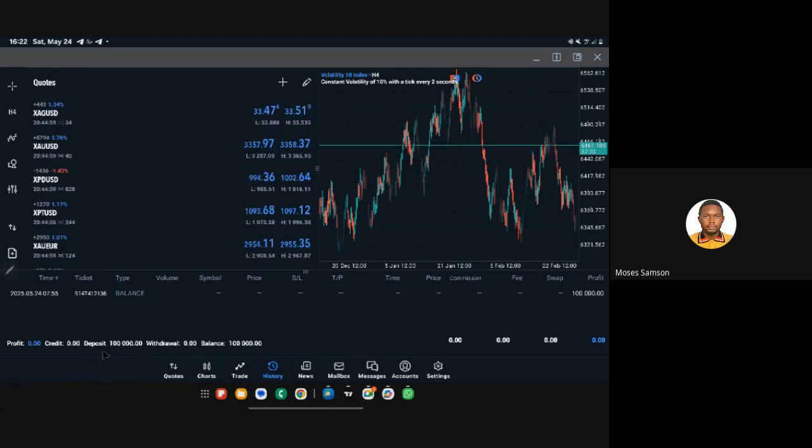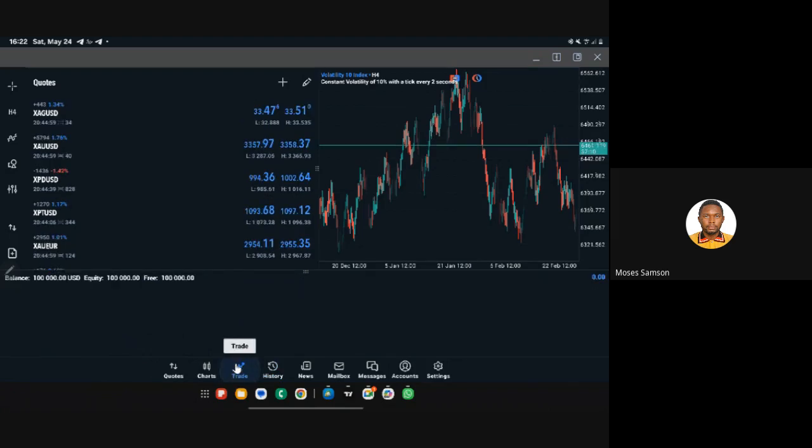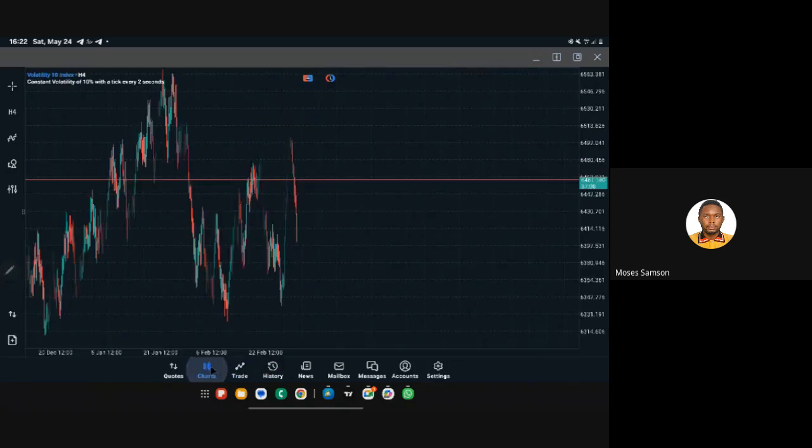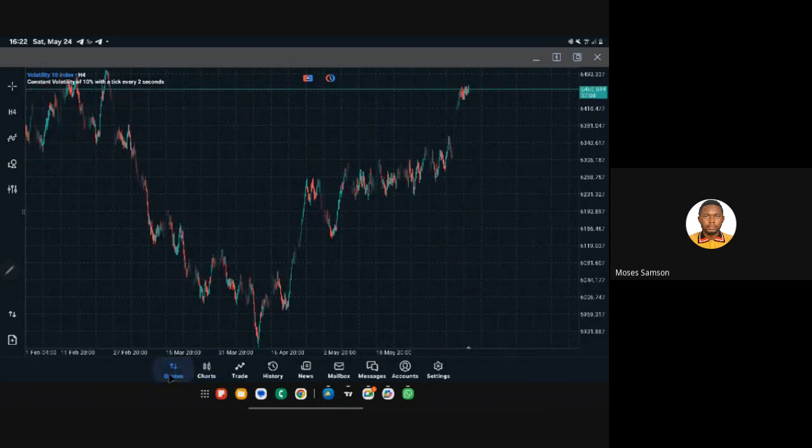As you can see in our demo account, we have a total deposit of $100,000 and a balance of $100,000 of demo currency. You cannot withdraw this. It's only for trading. It's a dummy currency. You use it only to practice. Then here is where you monitor your trade if you're in a current trade. Here you have your charts, then your quotes again.